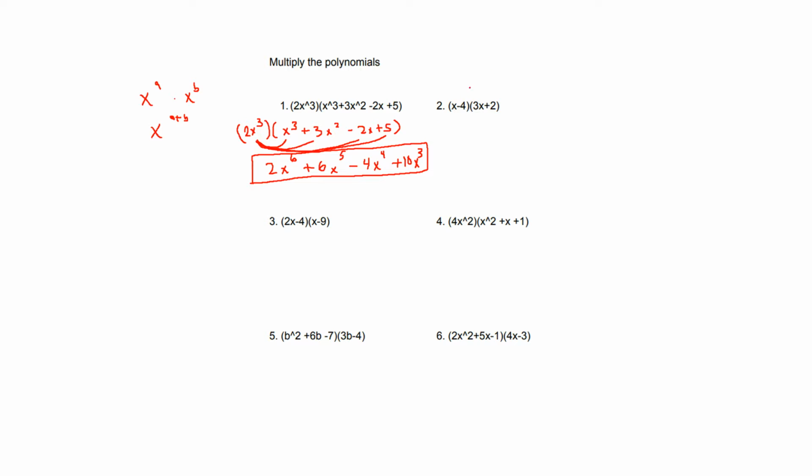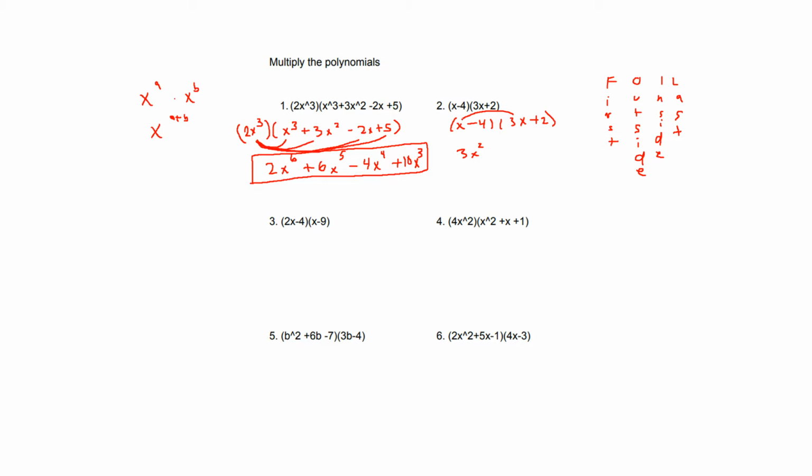Okay. Number 2, we have x minus 4 times 3x plus 2. Okay, and here we could use FOIL, which is an acronym and it stands for first, outside, inside, last. So here we can multiply the first terms together, so 3x squared.